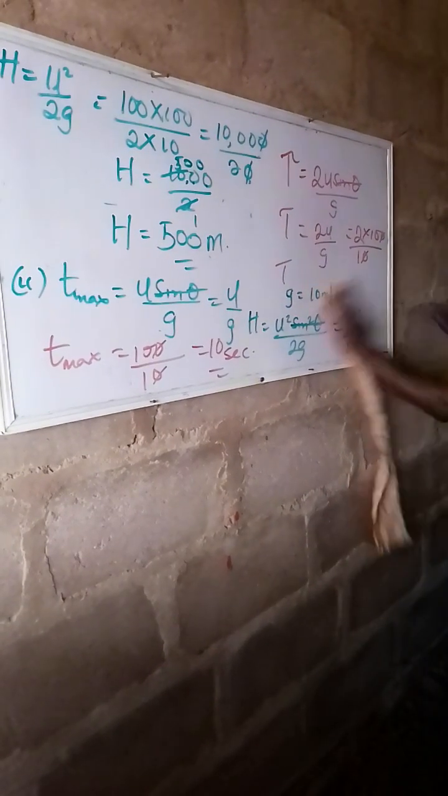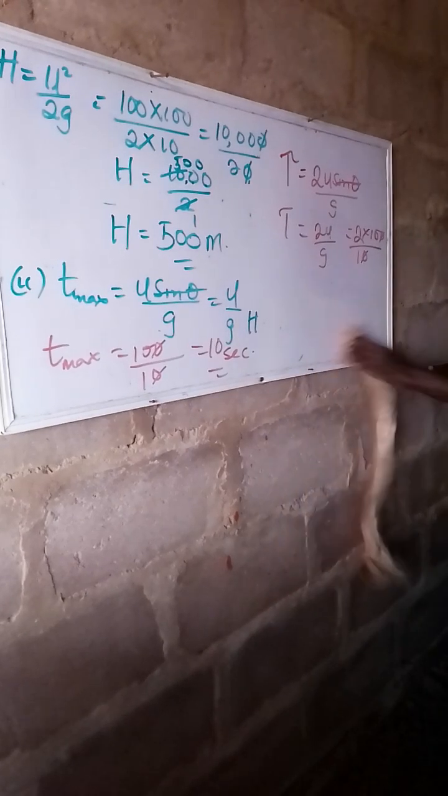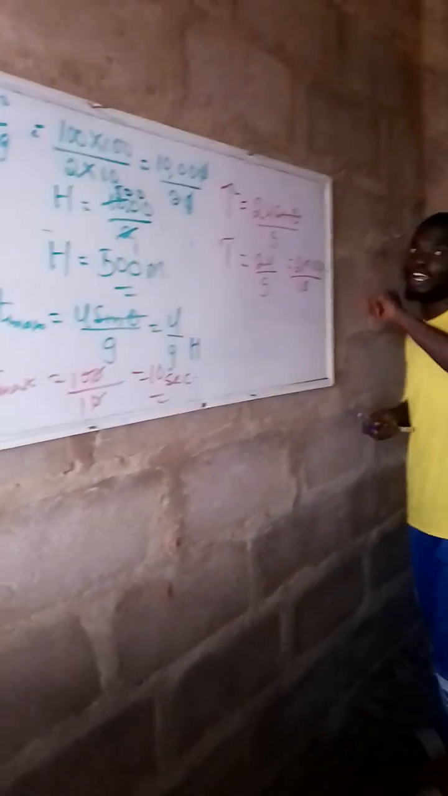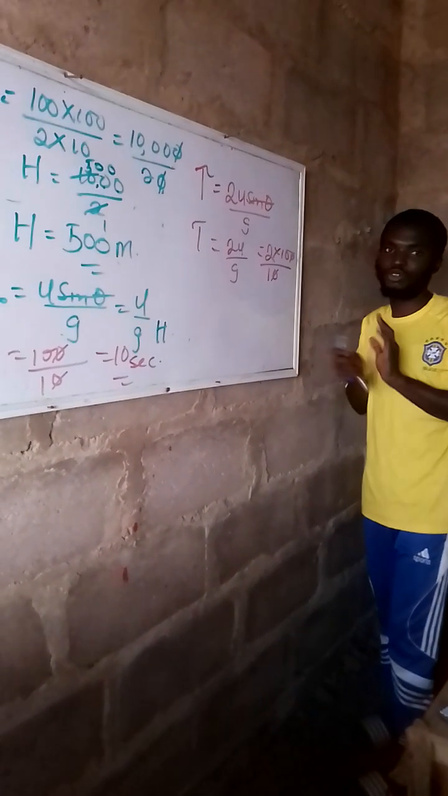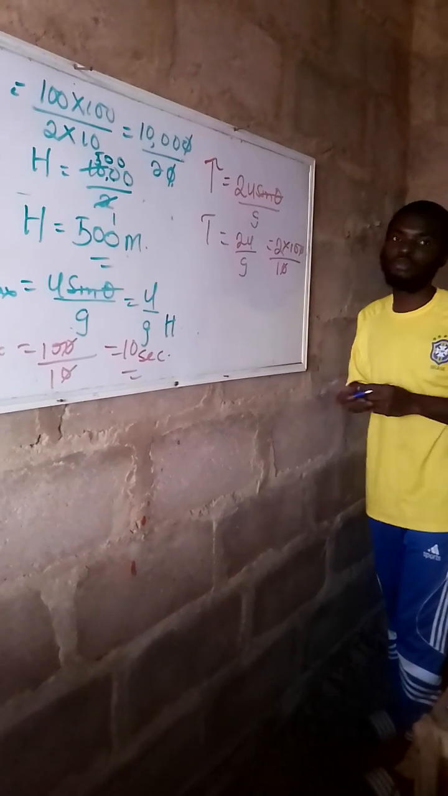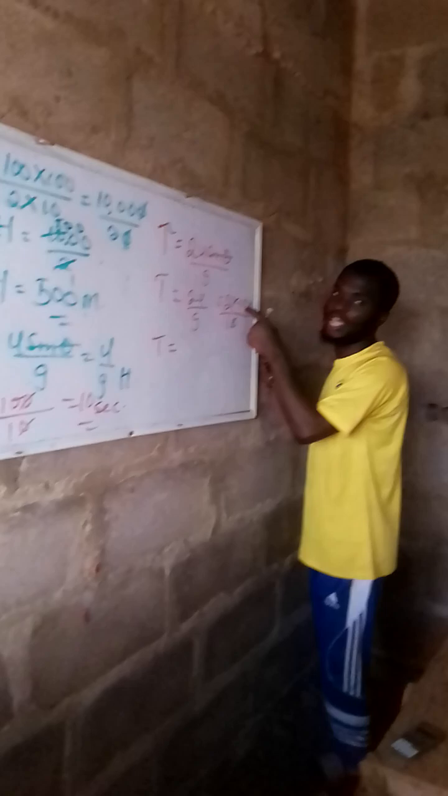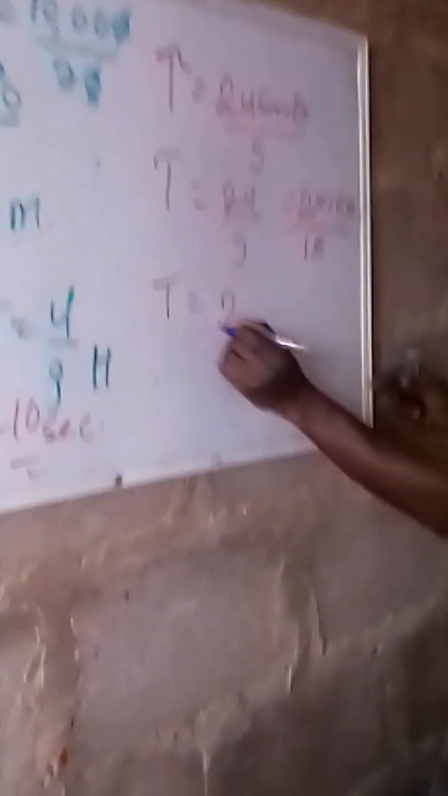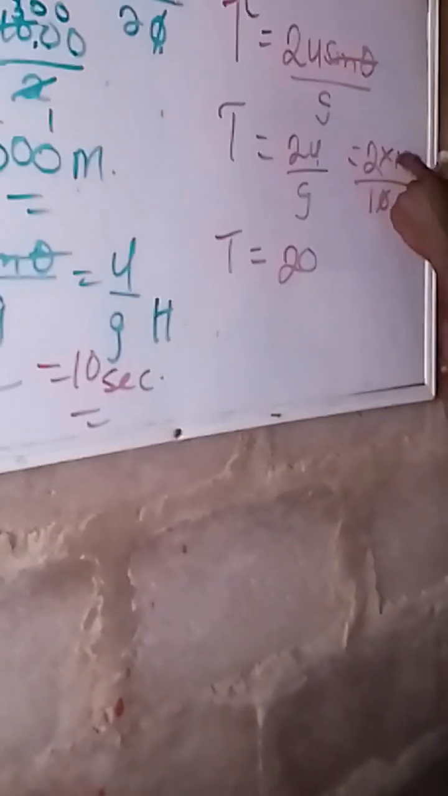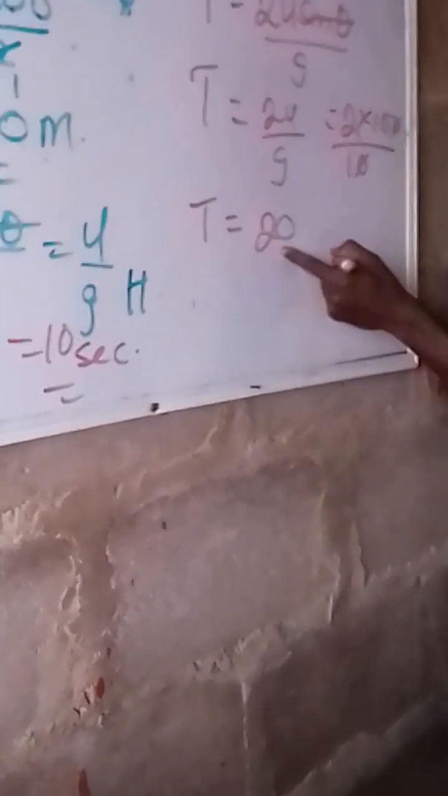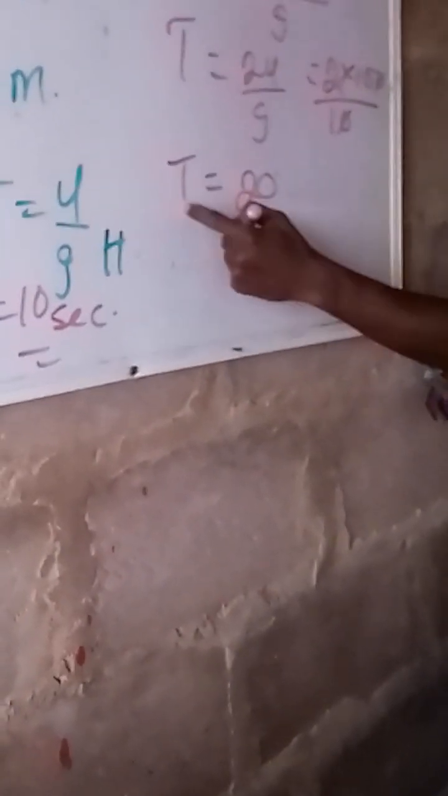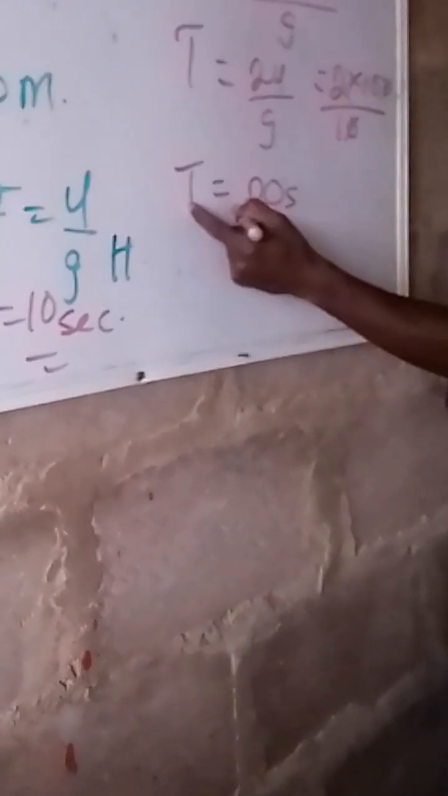So now what follows? The reason why I'm making it fast, I hope you understand from the proving. We are just plugging in the values. This will now be T equals 2 times 10. Remain 10 here. 2 times 10 is 20. Are we together? 20 divided by 1 is also 20. 20 what? It is also time. Total time of flight is 20 seconds.